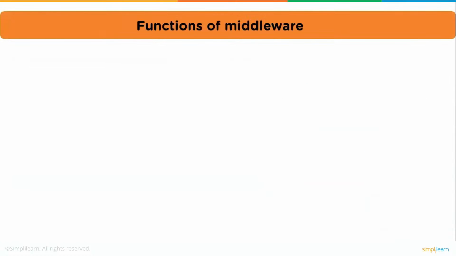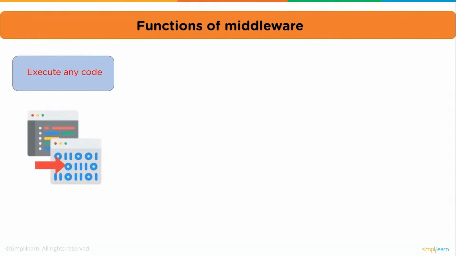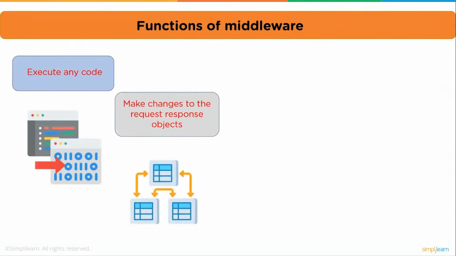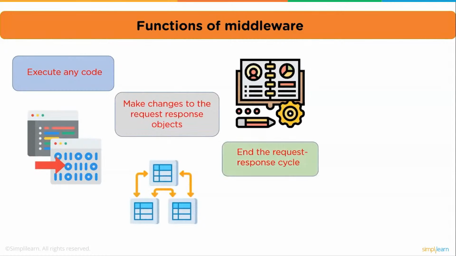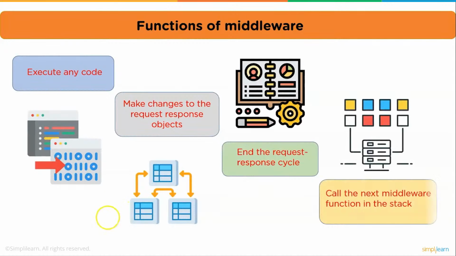Now, we'll see what the functions of middleware are. Middleware can execute any code. It can make changes to the request and response objects. Middleware can also end the request-response cycle. It can call the next middleware function in the stack. We use these functions to modify our middleware to perform many tasks, like if you want to block our site from some country, or if you want to check the authentication of a user, etc.